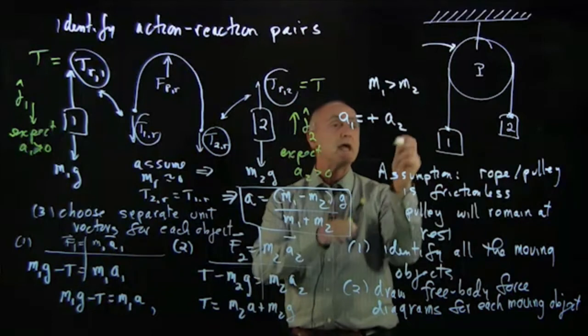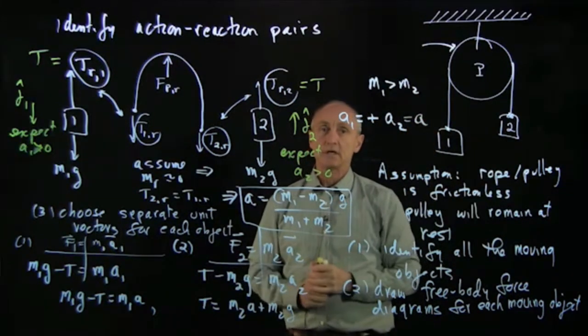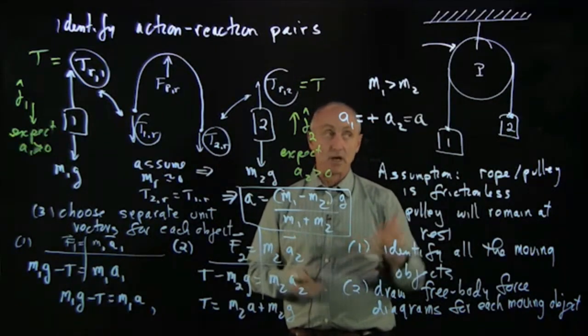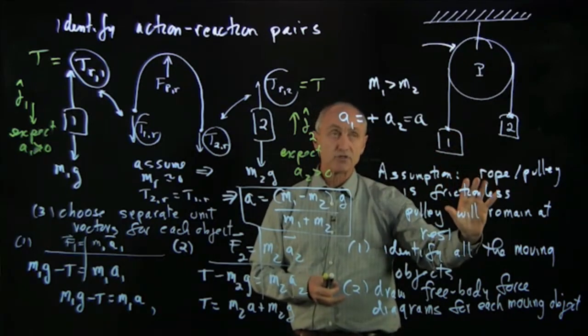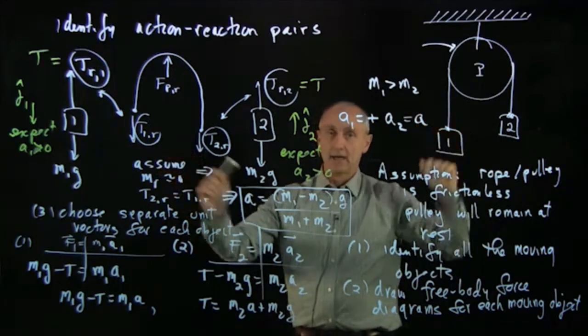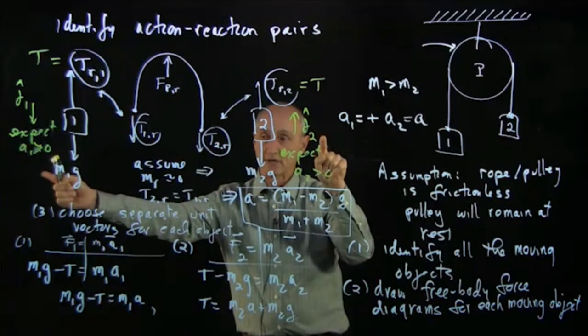By the way, our symbol a was equal to those. And so I'm pretty confident that my result is correct. And that's how we apply Newton's second law to the pulley with several assumptions: frictionless surface, massless rope, and think about how we chose our unit vectors.